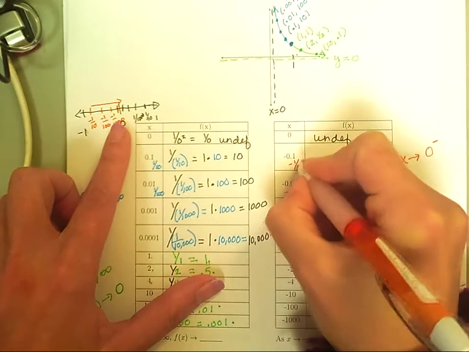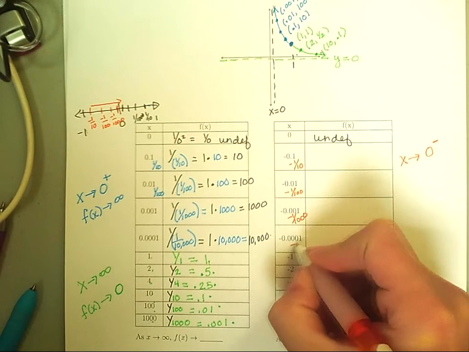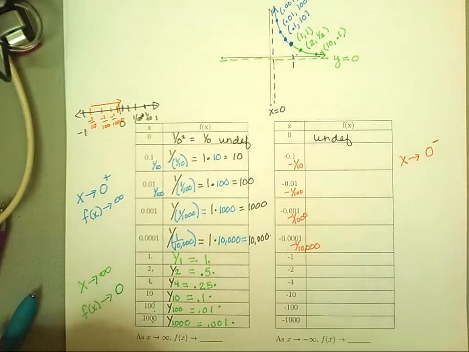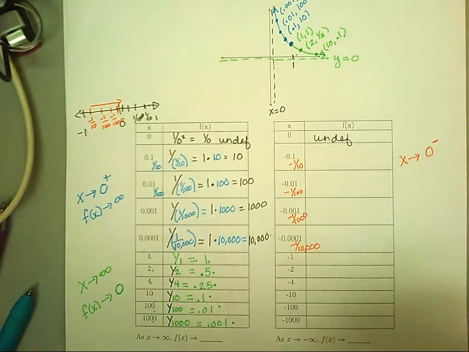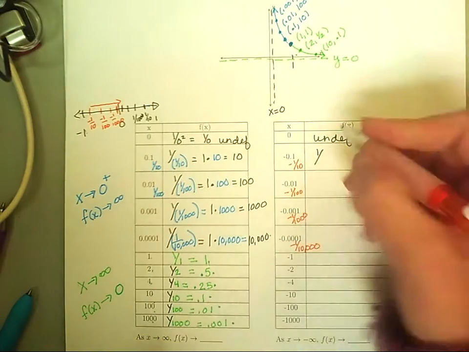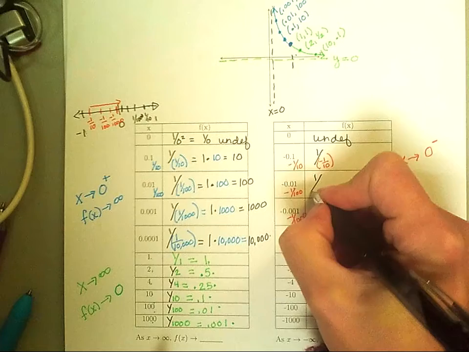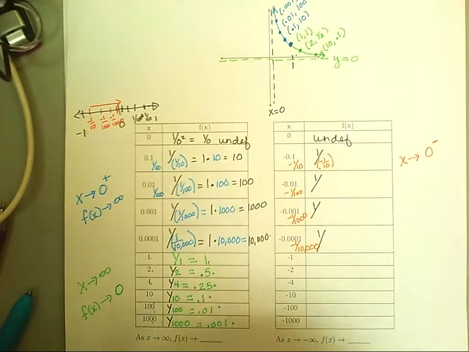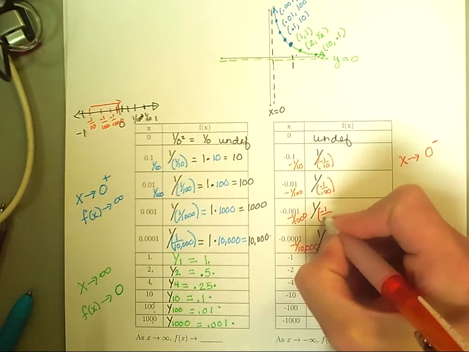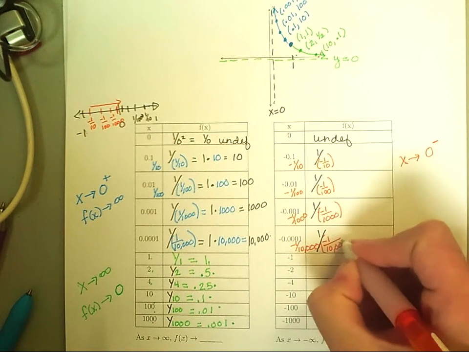Okay, so remember this is negative 1 over 10th, and this is negative 1 over 1,000, and this is negative 1 over 10,000. Alright, so when we put those in the function values, what will happen then is that we have 1 over negative 1/10. All of these will be 1 over. This will be negative 1 over 100, negative 1 over 1,000, negative 1 over 10,000.